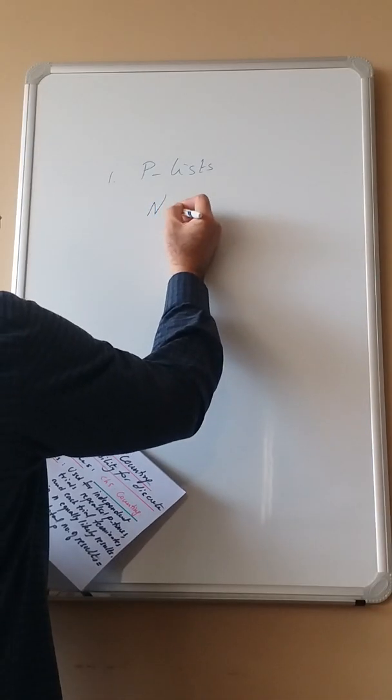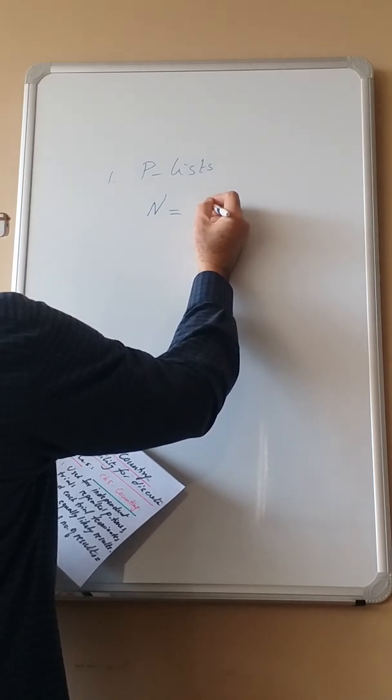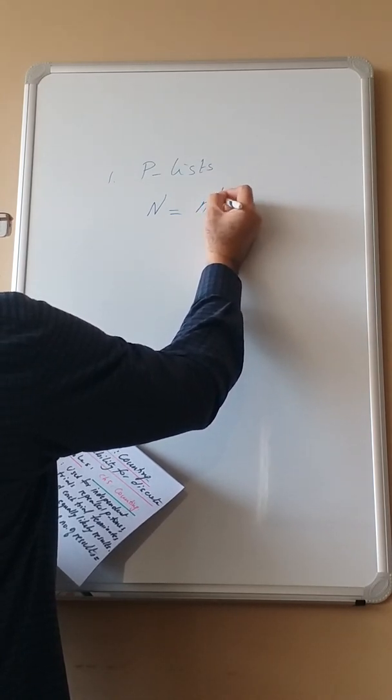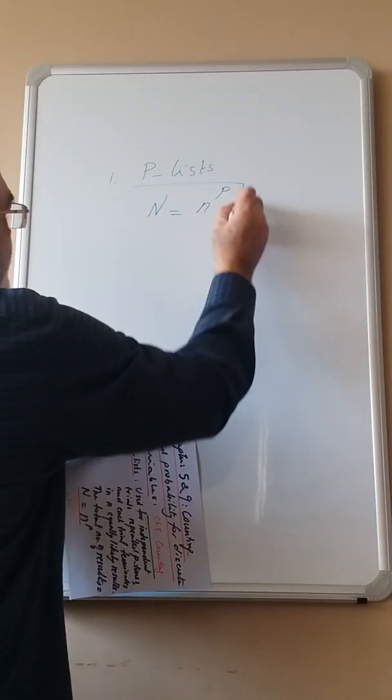Okay, so the rule is capital N, the number of total outcomes, is equal to the number of outcomes per trial raised to power P. This is the rule for the P-list.